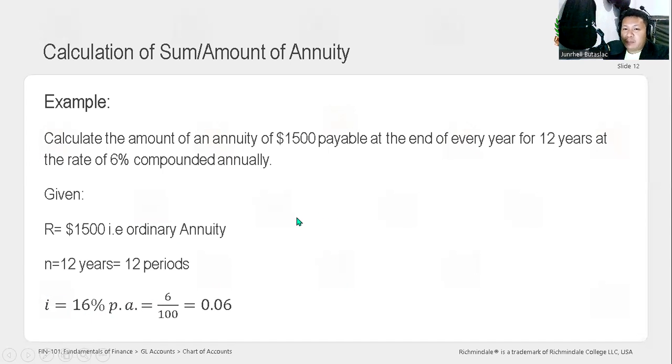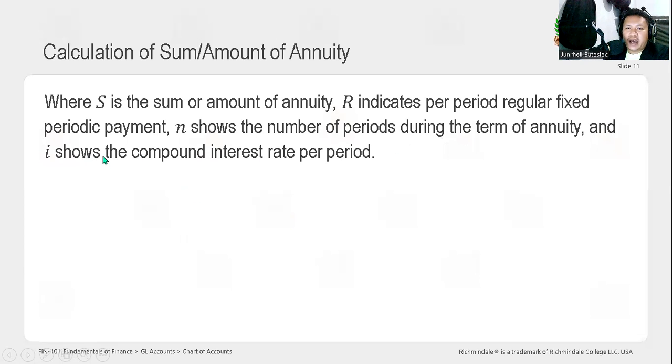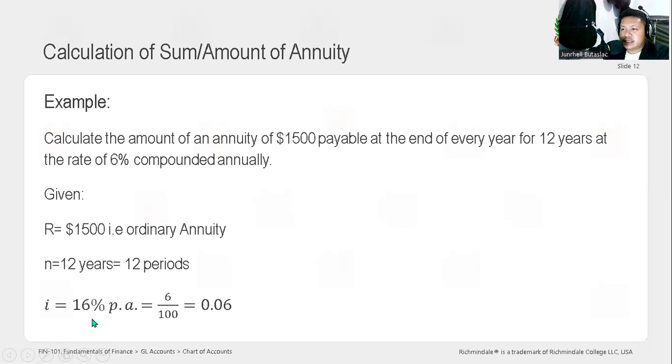So 6% is equal to 6 over 100, which is equivalent to 0.06. This is our I, which stands for the 6% here. All right, that was my bad.